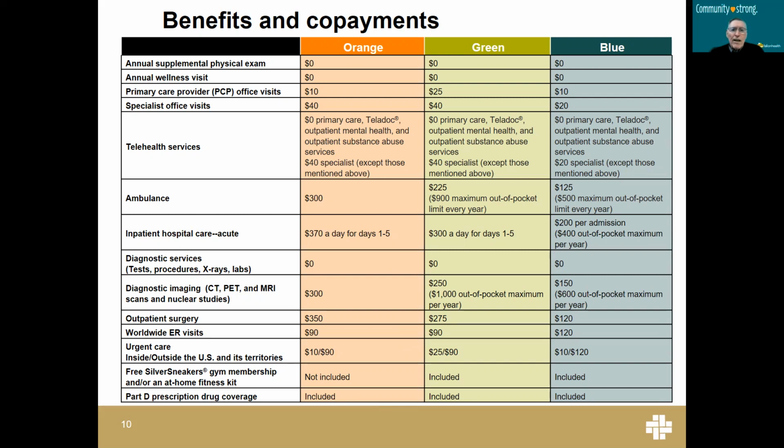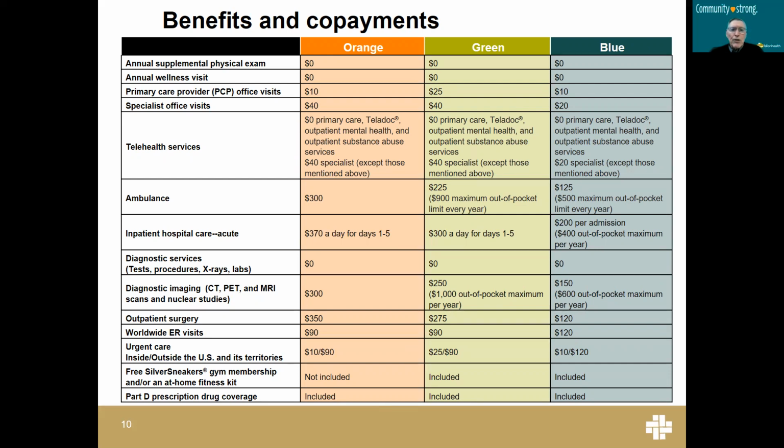Next on this slide is the green plan. This plan has no charge for the annual physical or the wellness visit. There's a $25 copayment for the primary care office visit, and a $40 charge for specialists. The teledoc services are no charge for the primary care or mental health or substance abuse, and there is a $40 specialist copayment if you utilize the teledoc services.